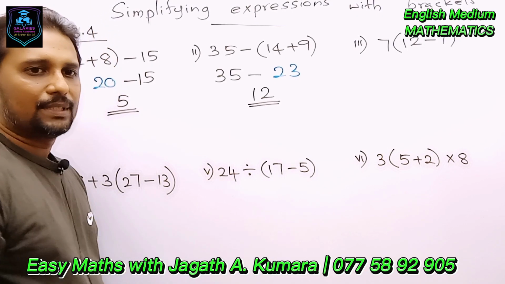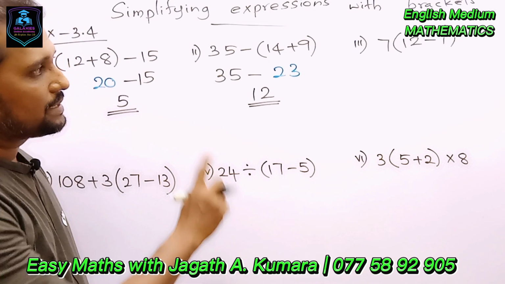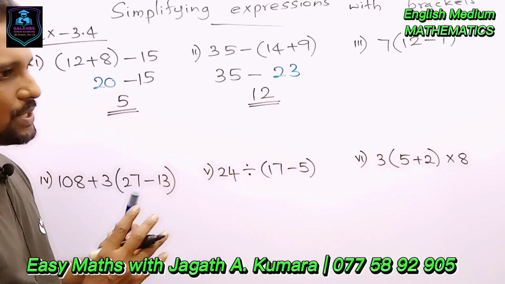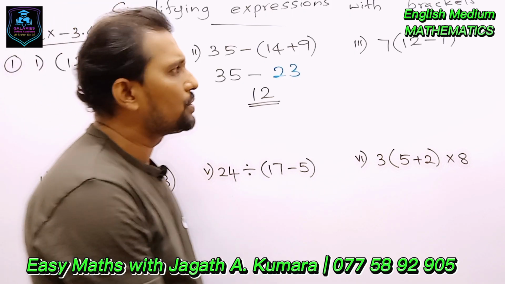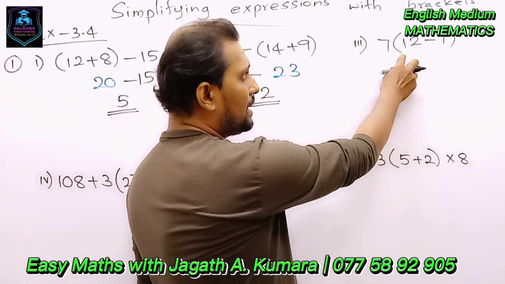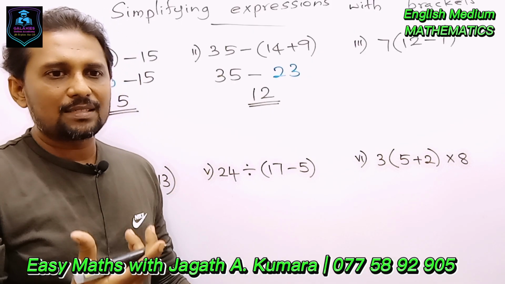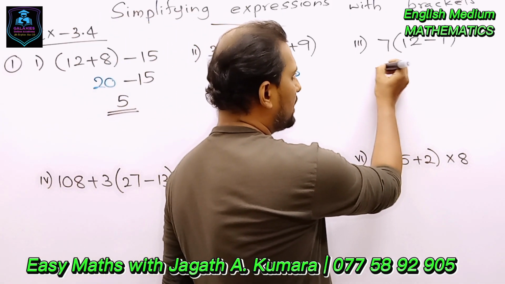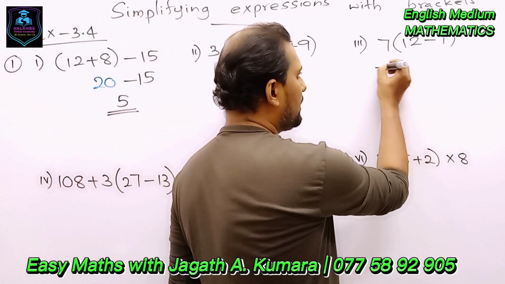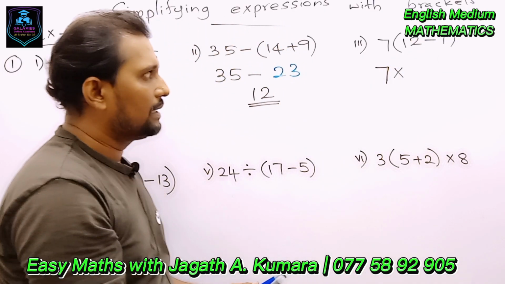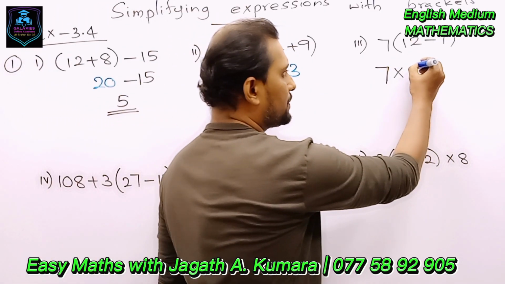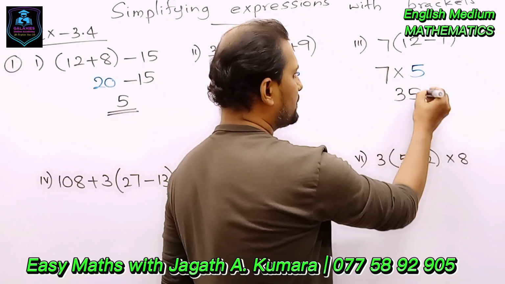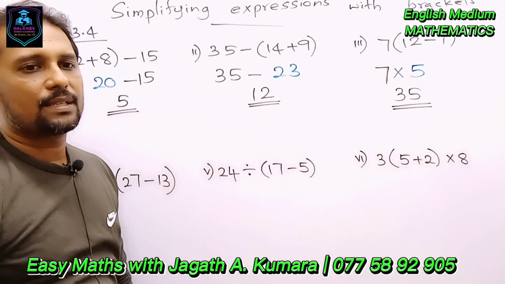Right, then the third part, look at. Third part, 7 bracket 12 minus 7. You can see the bracket here too, so first you have to simplify inside the bracket. I told you earlier, between 7 and the bracket we can't see a mathematical operation. What is the operation? Multiplication. So you can write it like this, 7 multiply. Now simplify inside the bracket. 12 minus 7 is 5. 7 multiply 5 is 35. So the third part's answer is 35.